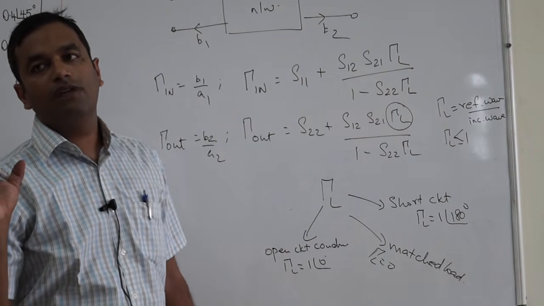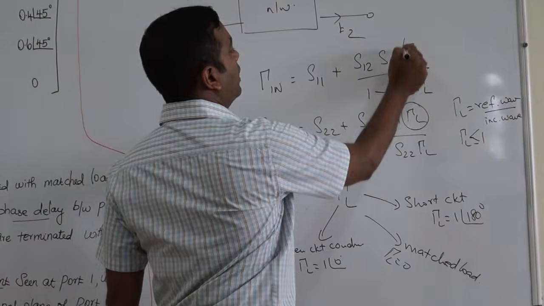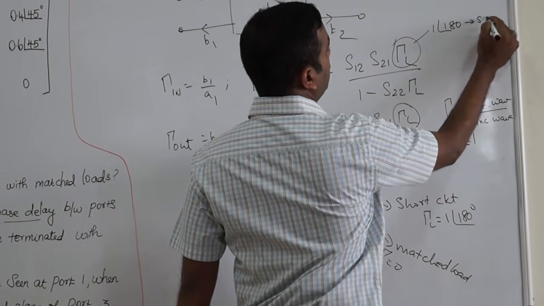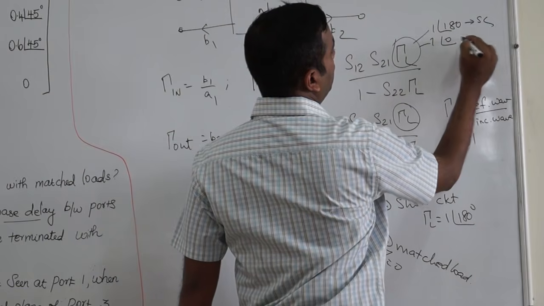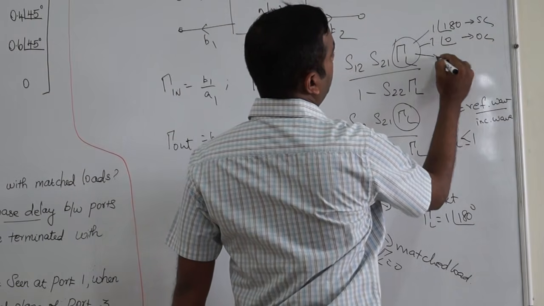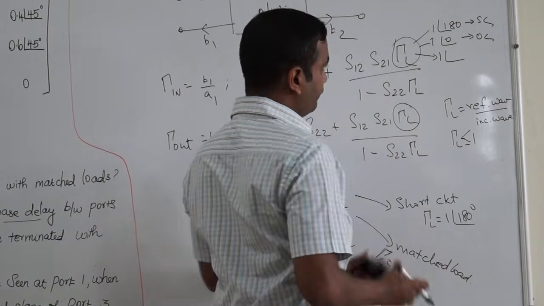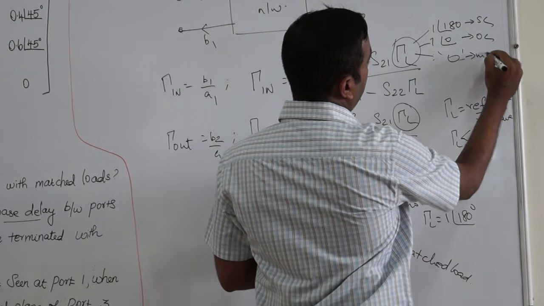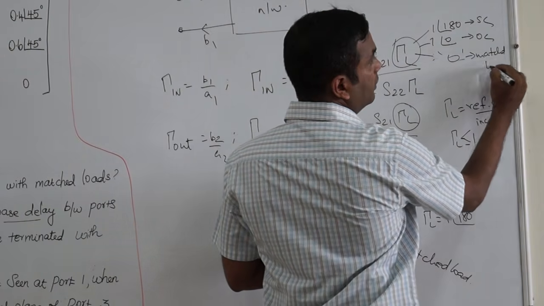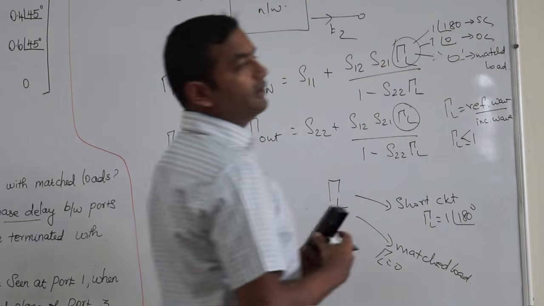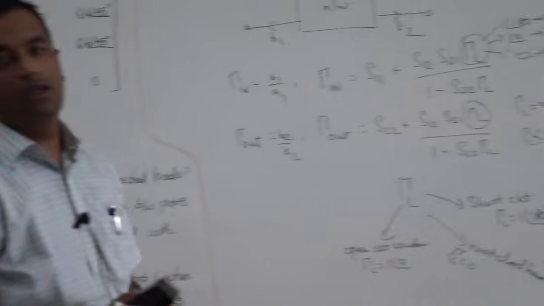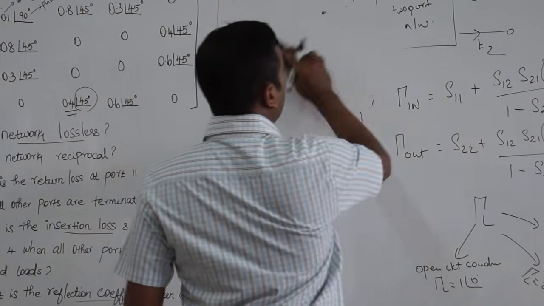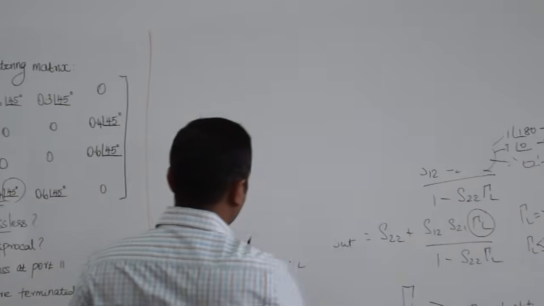So these are the only three values gamma L can take. What are the three values? 1 angle 180 in the short circuit condition, 1 angle 0 in the open circuit condition, and 0 in the matched load condition. These are the only three possible values gamma L can take. So let's go back to our problem.